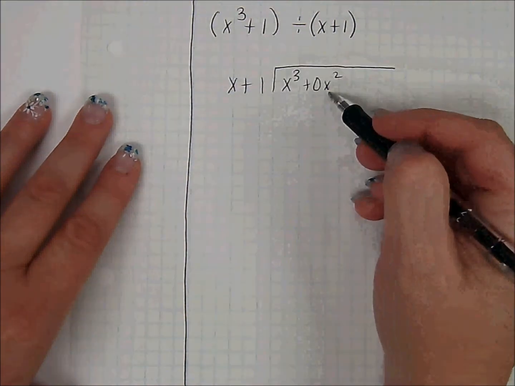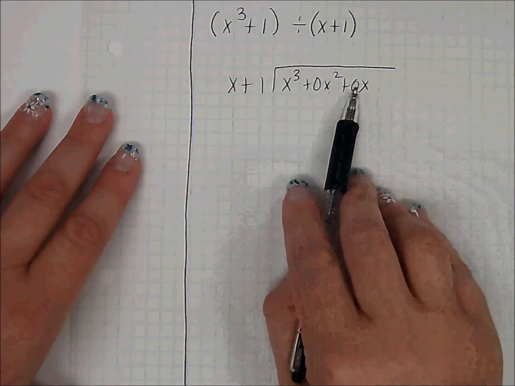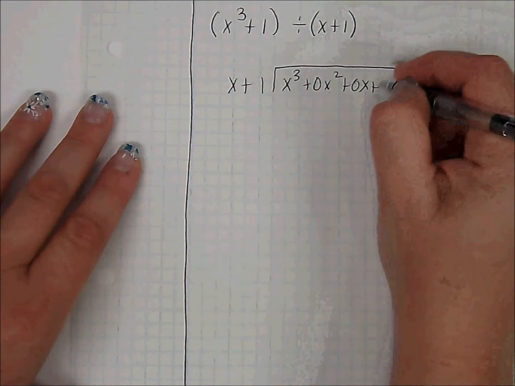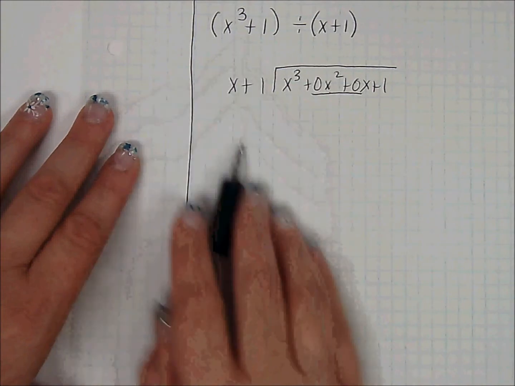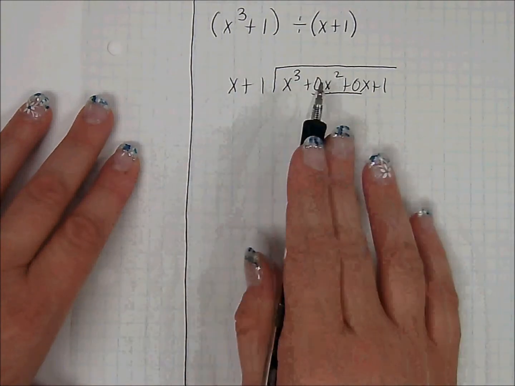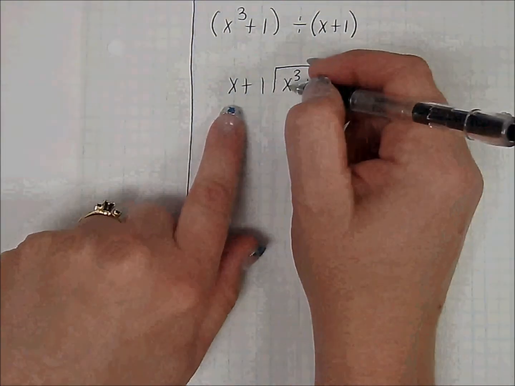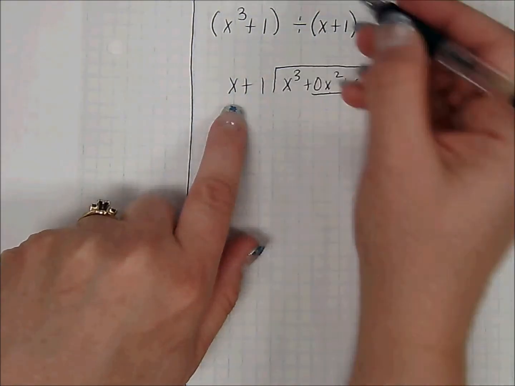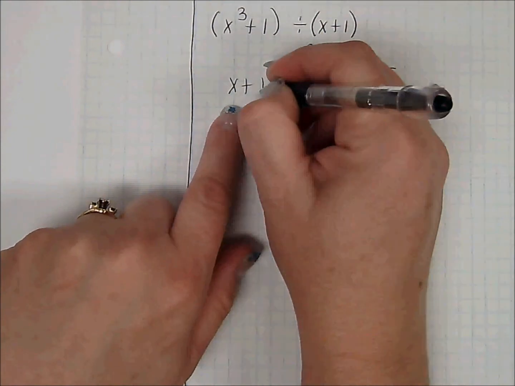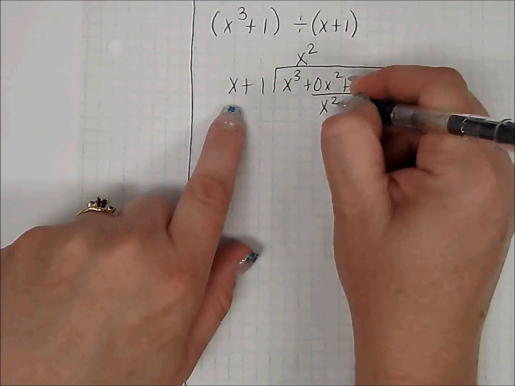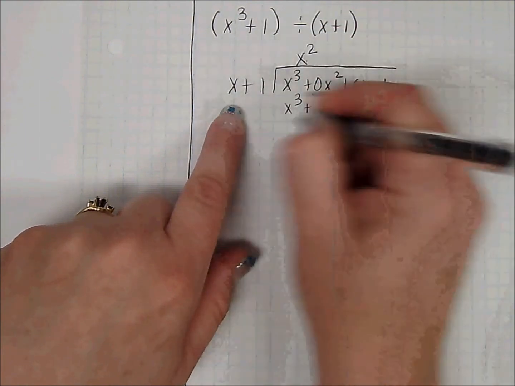So we're adding 0 here. And 0x, so again we're adding 0 here, plus the 1. So these two were missing here, but in order for the division to work, you have to have a place for all of them. So now, x times x squared is going to give me x to the third. So I'm going to put that x squared up here. X squared times 1 would be x squared. X squared times x is x to the third.